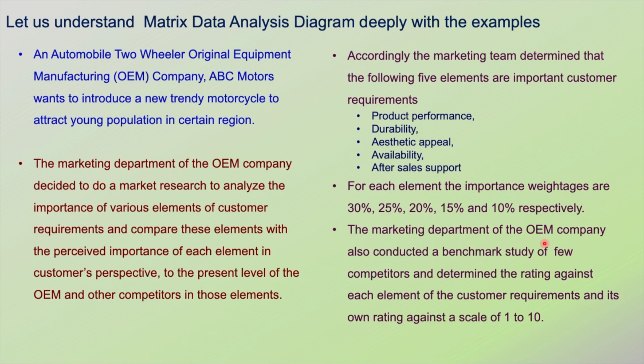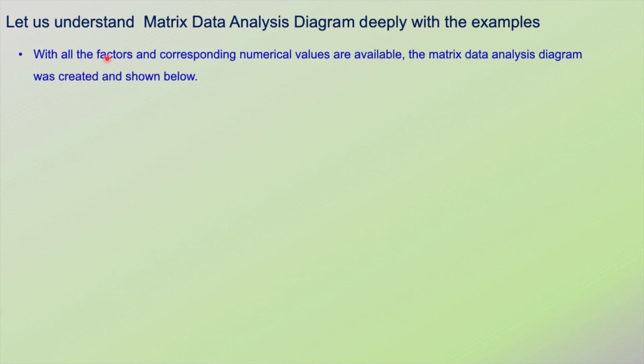The marketing department of the OEM company also conducted a benchmark study of a few competitors and determined the rating against each of these 5 elements of the customer requirements, and its own rating, on a scale of 1 to 10. So they compared how the company performs and also how the competitors are performing. That is the study they have done. So all the factors and corresponding numerical values are available. They have collected the data. Now all the data is available.